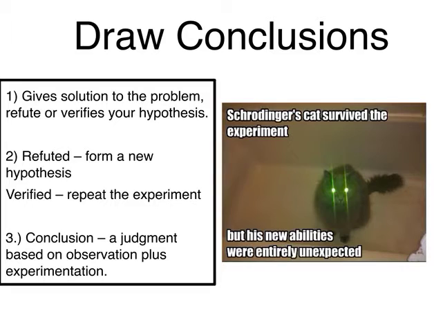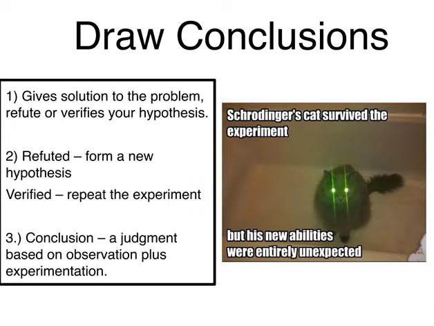The next step would be to draw a conclusion. So you're going to determine if your experiment gives a solution to the problem that you first identified in the beginning of the scientific method. So you're going to answer the conclusion using two words: refuted, which means that your hypothesis was not correct, so you need to make a new hypothesis and repeat the experiment.